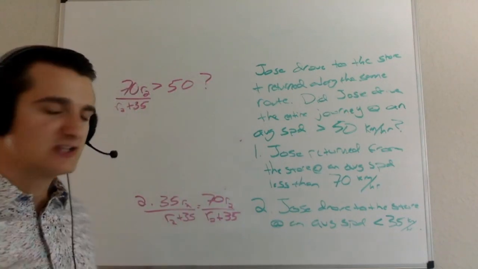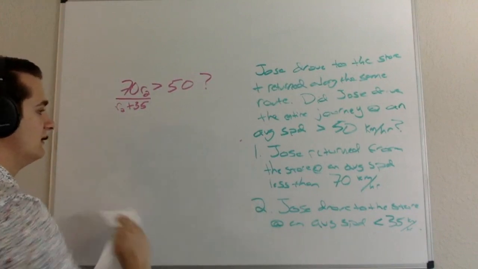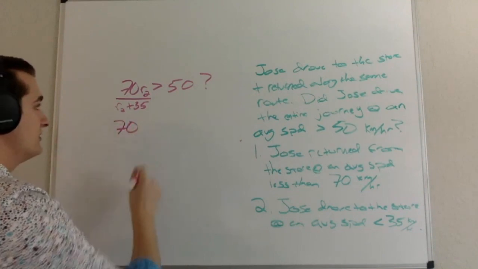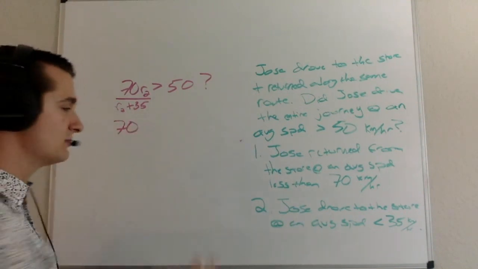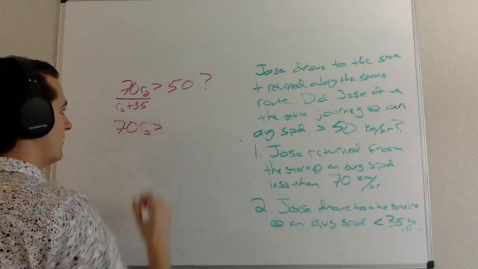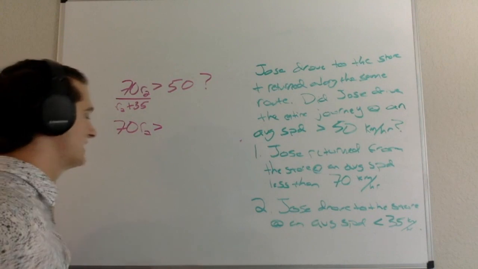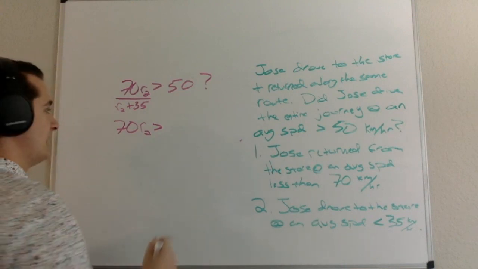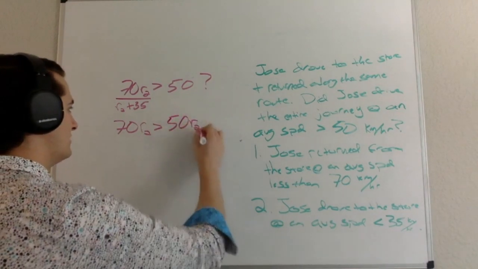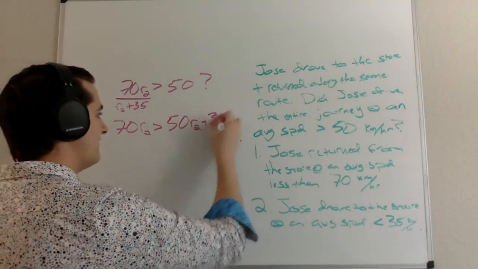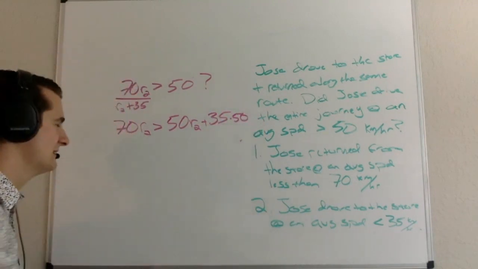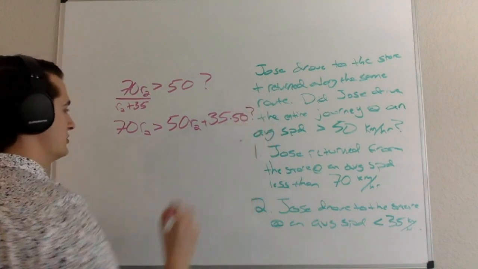And so from here, I can start to multiply things out. And what I get is that 70, and I'm going to keep in mind, this is just a question. That's why I wrote the question mark. This is not given information. The question is whether 70 times my second rate, or my rate of my return trip, can be greater than 50 times rate 2 plus 35 times 50. I'm going to leave that like that for just a second. And again, this is my question.